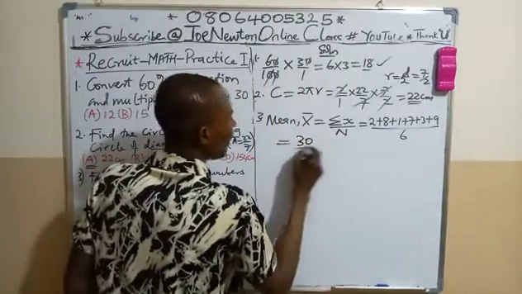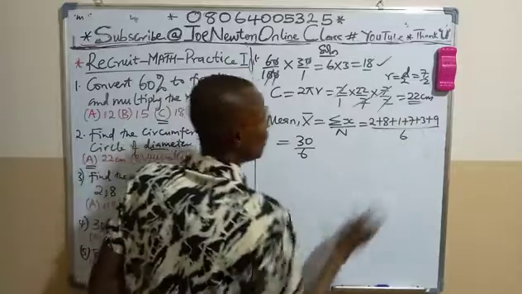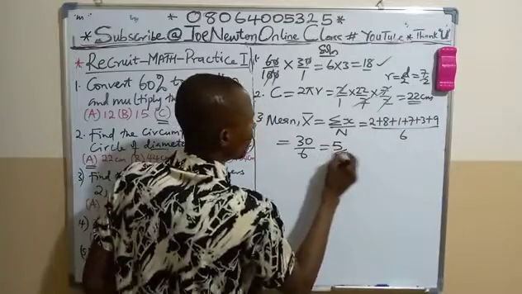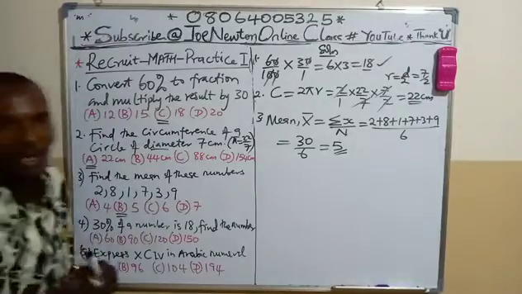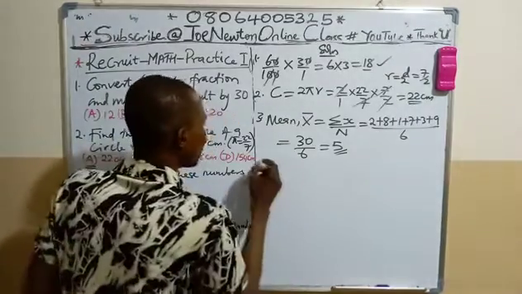We have 30 divided by 6. That's how many they are. So which will give you what? 5. Simple. So go to the answer. The answer is B. Quickly, without wasting time. So let's go to number 4.